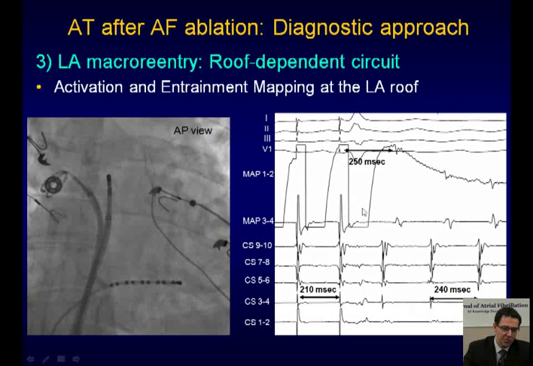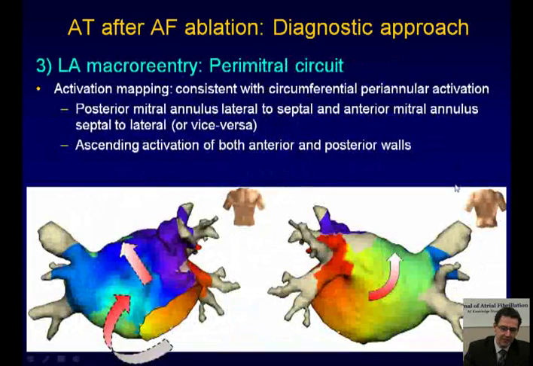When mapping the roof with the ablation catheter as shown here, you can see that we could record a fractionated signal at that site, and performing PPI from that site, you have a return cycle length of 250 milliseconds for a tachycardia cycle length of 240, so 10 milliseconds, which is compatible with a roof-dependent circuit. Ablation at the roof was successful to obtain sinus rhythm in that case.